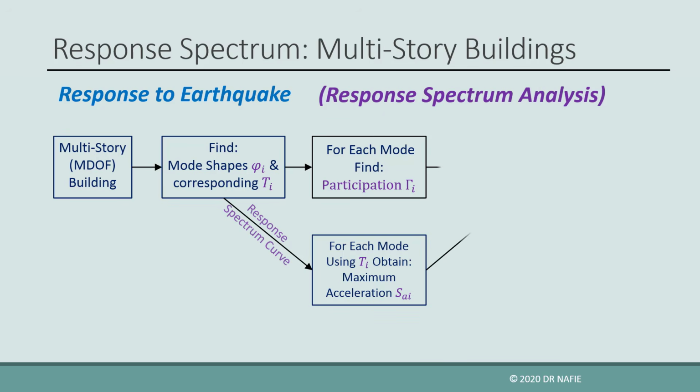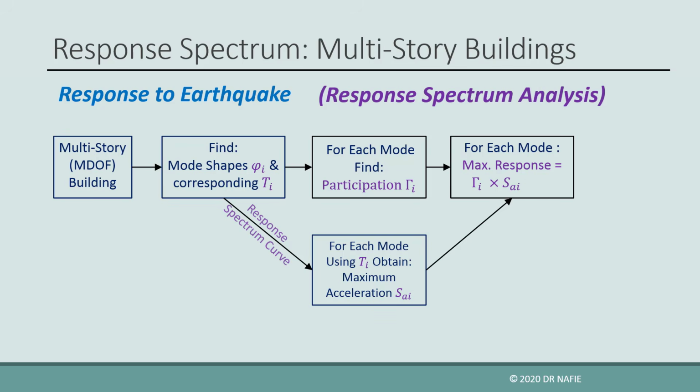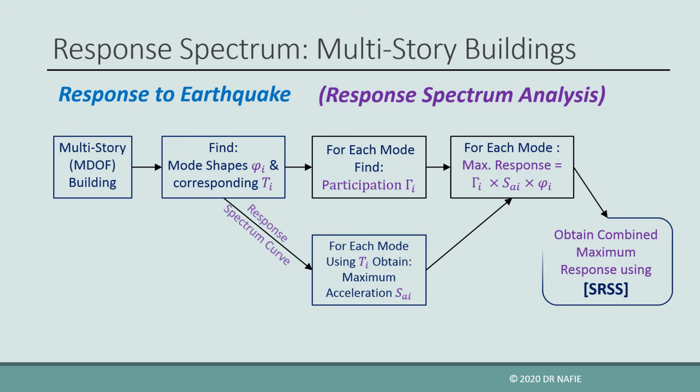To obtain the response of each mode to earthquake, we multiply the spectral acceleration for that mode SAi by the participation factor tau i and the mode shape phi i. To obtain the final response of the building, we combine the response of the different mode shapes using SRSS method or any other acceptable method from the literature.